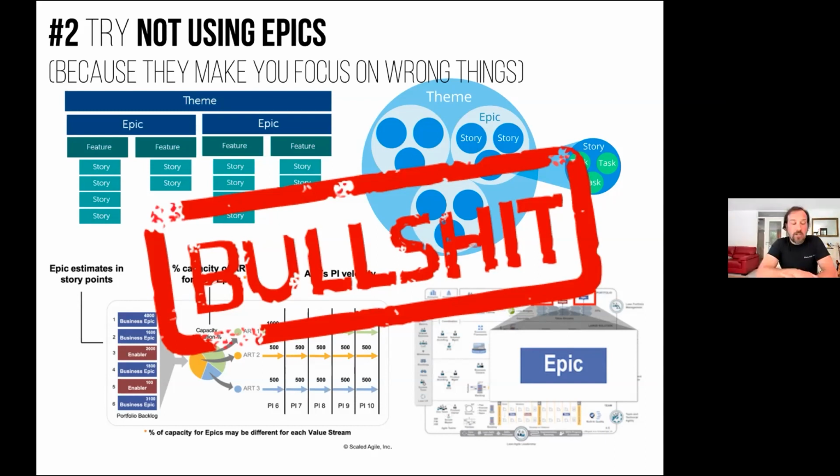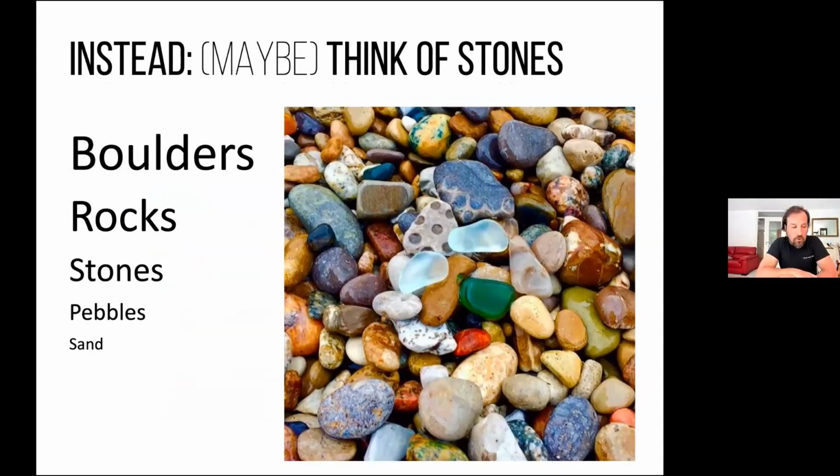Well, if you would like to use some cool terminology which is not overloaded: I'm sure Mike Cohn was the one who made epics popular. I'm sure it's mentioned in his book, User Stories Applied. Everybody knows epics. But what I'm trying to say is, if you would like to use cool terminology and stories sound boring to you, think of stones. You have big stones like boulders, you have rocks, stones, pebbles, you have sand, and they are of different sizes.